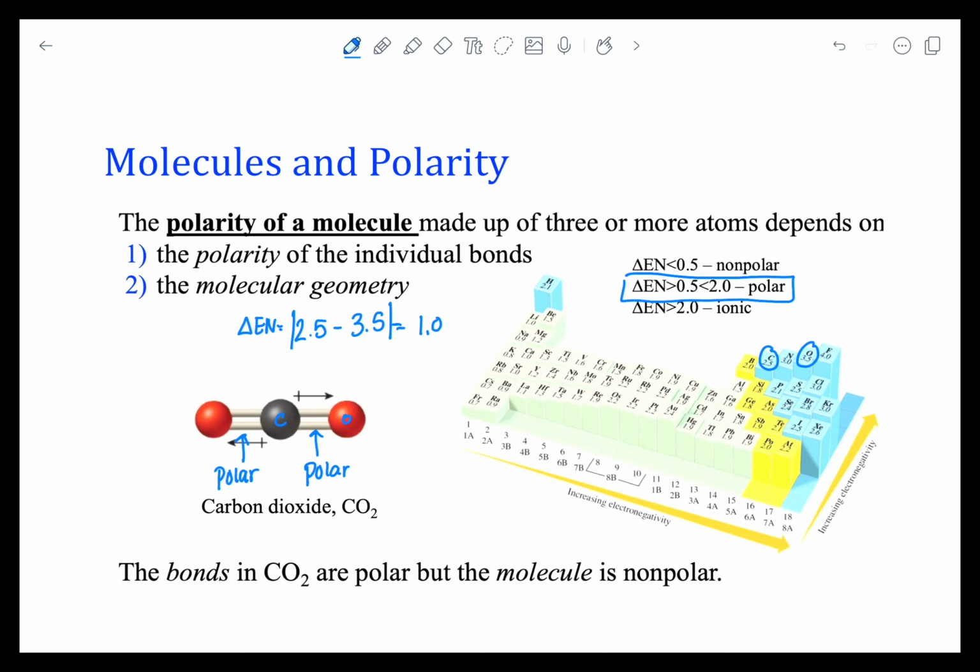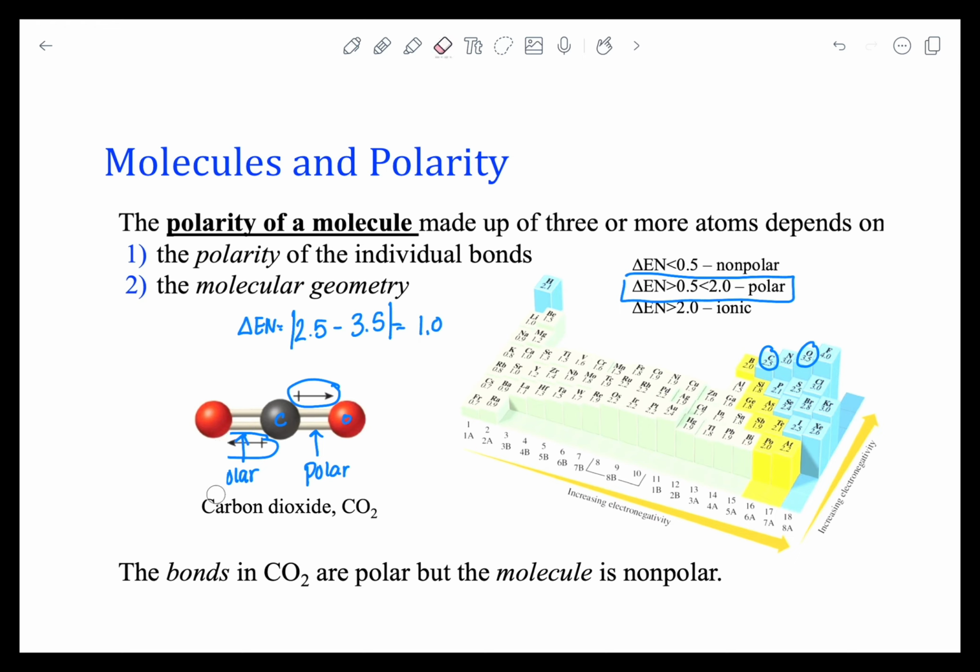Okay, and our more electronegative atom is oxygen, so the electrons are being pulled towards the oxygen, which we denote by an arrow. So the electrons are being pulled towards both oxygens away from the carbon. So now that we know that the bonds are polar, we want to look at the molecular geometry overall to determine if the molecule is polar. Now, we can have molecules that have polar bonds but are overall nonpolar because we have to think about how the molecule is set up.